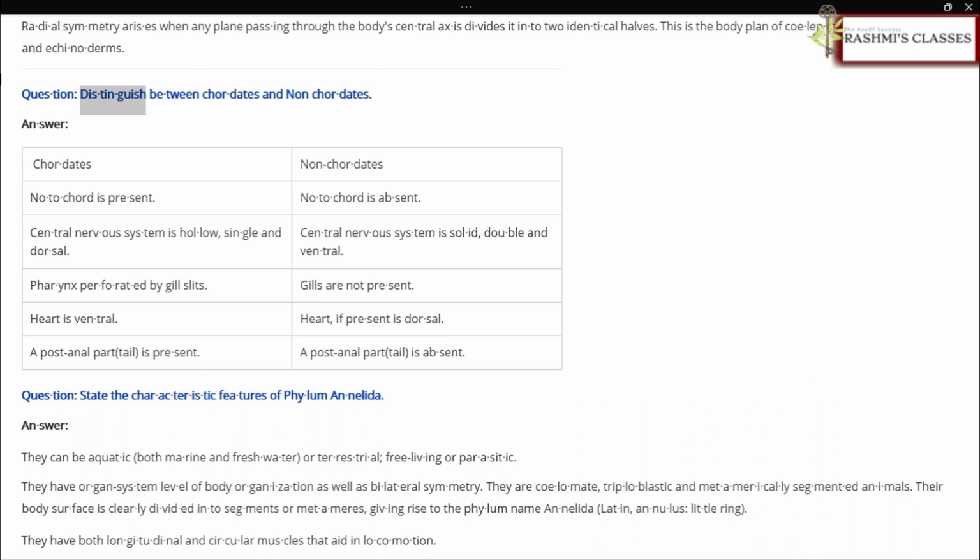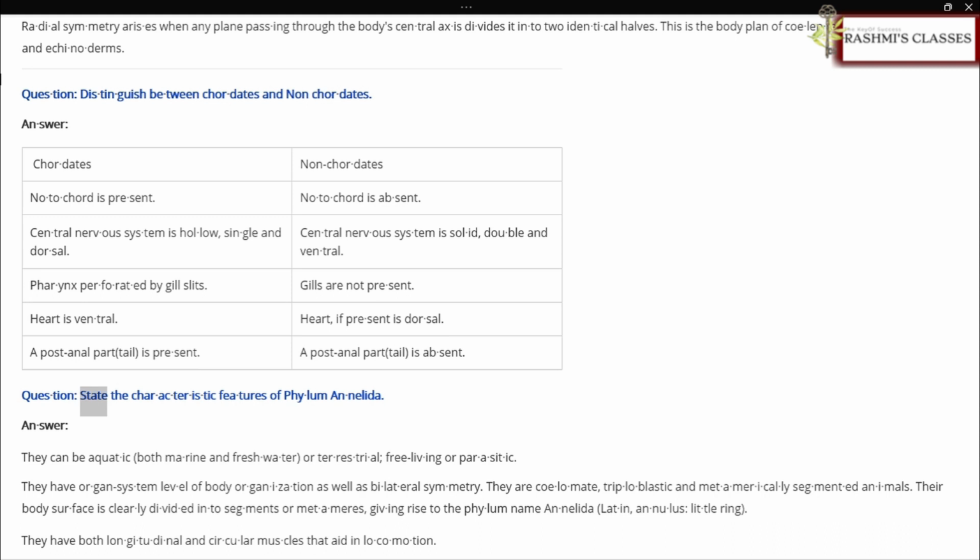Question: Distinguish between chordates and non-chordates. Answer: Chordates: notochord is present. Central nervous system is hollow, single, and dorsal. Pharynx perforated by gill slits. Heart is ventral. A postanal part, tail, is present. Non-chordates: notochord is absent. Central nervous system is solid, double, and ventral. Gills are not present. Heart, if present, is dorsal. A postanal part, tail, is absent.